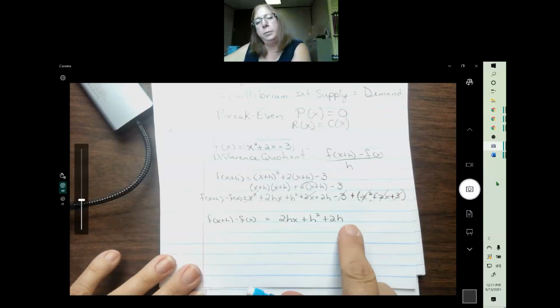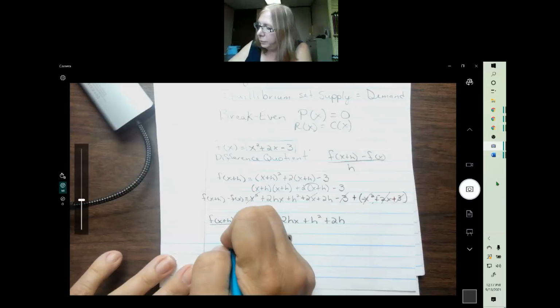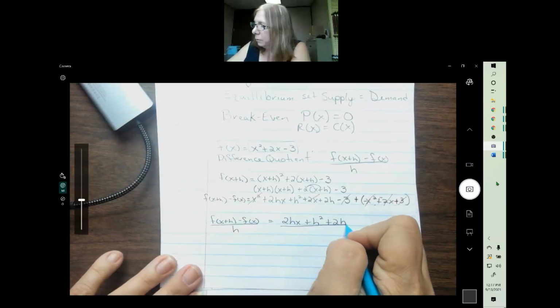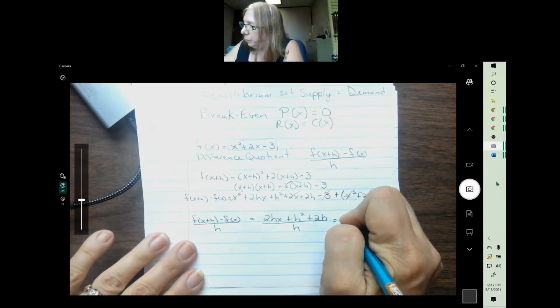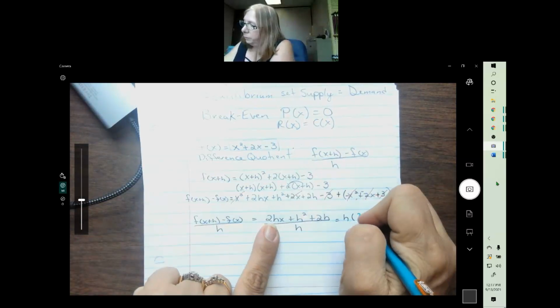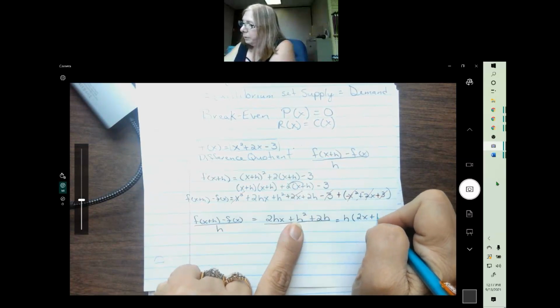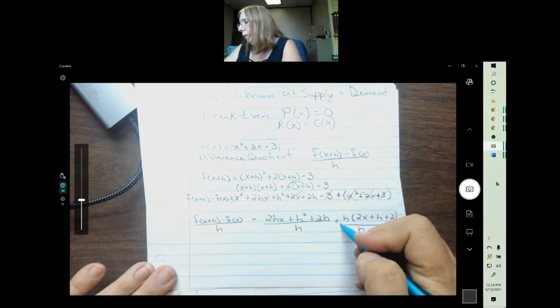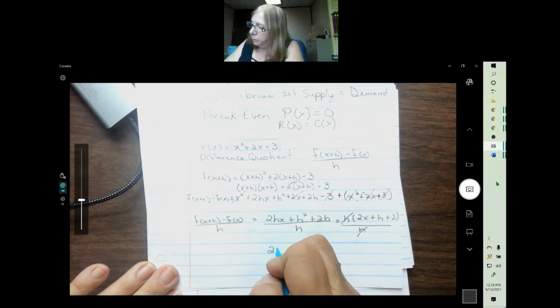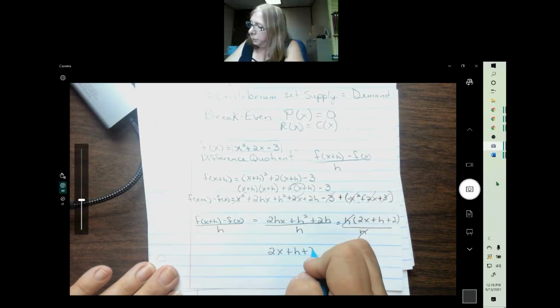So we have 3 terms left and they all have an h. So we want to divide by h. You could cancel one h from every term, or you can factor an h out of the top and then cancel, whichever way you're more comfortable with. But we could pull an h out of the top, so then we're left with 2x plus h plus 2. Then the h's cancel and leave 2x plus h plus 2.